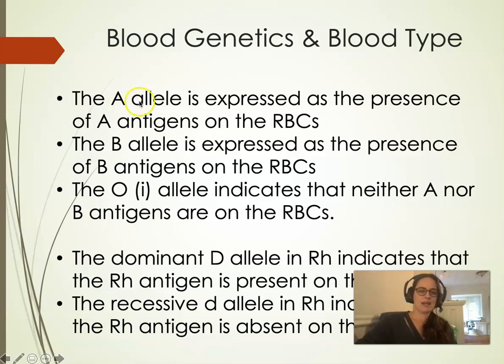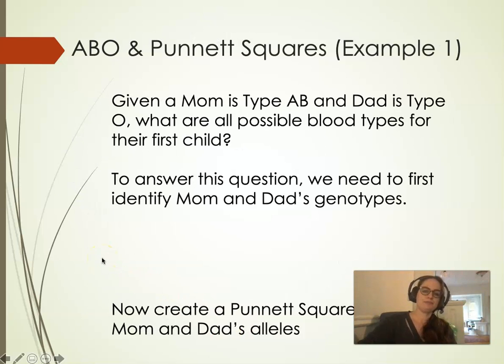Now again, the A allele is expressed as the presence of A antigens. B allele is expressed as B antigens. O, or lowercase i, is how we write that on the square, and indicates neither A nor B antigens. So it's an absence of antigens. Likewise, the dominant D allele indicates we are Rh positive. The recessive d allele indicates that we are negative. There are no Rh antigens on the surface of that cell.